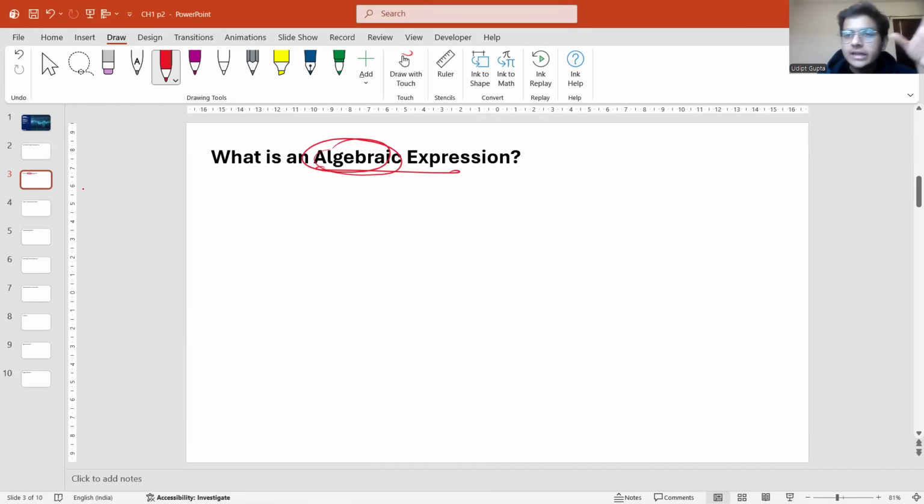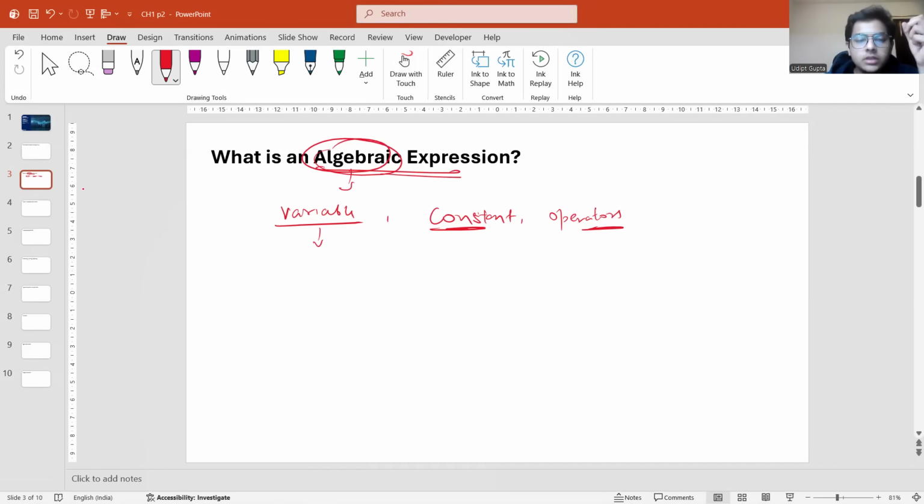Algebra. We all studied in 7th or 8th class, or maybe we started in like 6th class. I don't know. But let's say. So algebraic expressions are made up of three things. There is a variable, there is a constant, and there are these operators. Variables, constants, and operators.